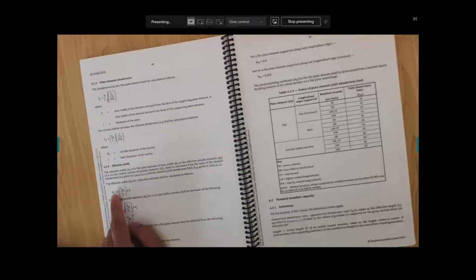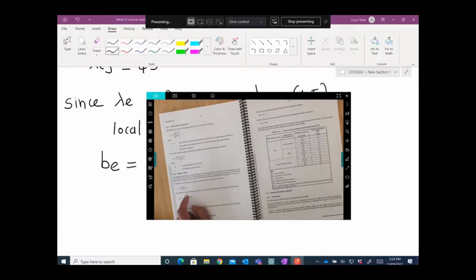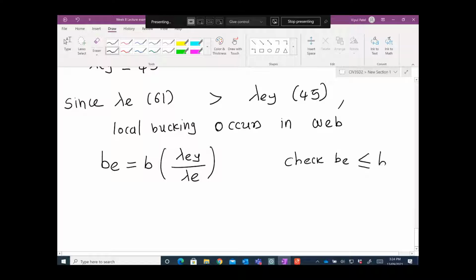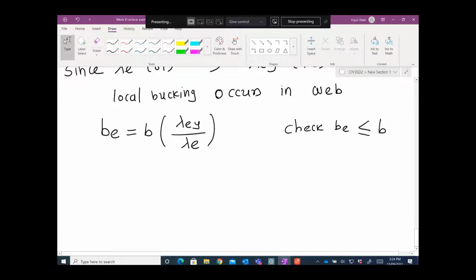BE equal to B lambda EY on lambda E, check, less than or equal to B. So that is clause 6.2.4. So that is B lambda EY on lambda E, and then we need to check that BE is less than or equal to B. All right, so that's fine.